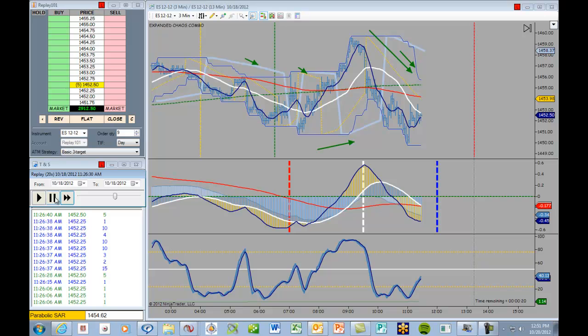Notice how the white moving average is acting as resistance. That's what we want to see. Notice the hook on the blue here, and the price is dropping. MACD is still nice and wide apart. I think we can take another short one here.